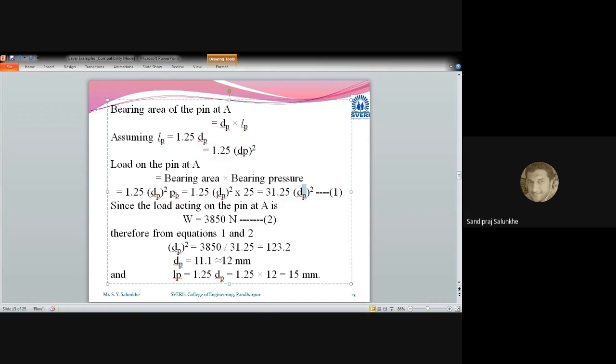Now which force is responsible to create this bearing pressure? This is my question. Will you answer please?